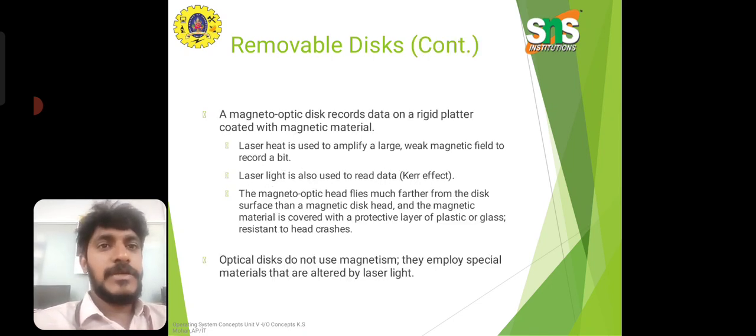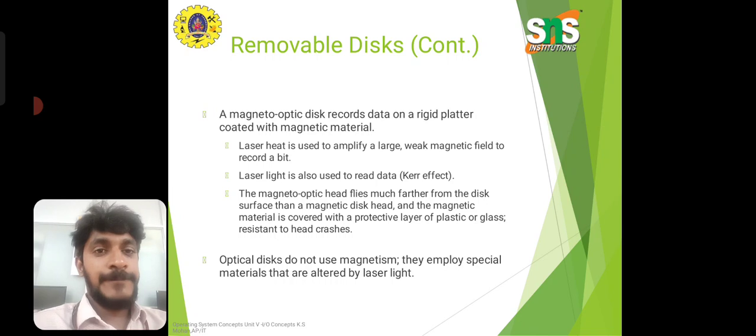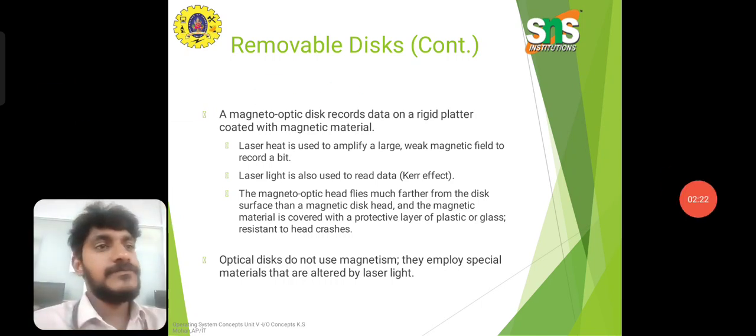A removable disk can also be a magneto-optic disk, which is a rigid platter coated with a magnetic material. Laser heat is used to amplify a large and weak magnetic field to record a bit. Laser light is also used to read data. The magneto-optic head flies much farther from the disk surface than a magnetic disk head, and the magnetic material is covered with a protective layer of plastic or glass, giving resistance to heat and gases. Optical discs do not use magnetism; they employ special materials that are altered by laser light.